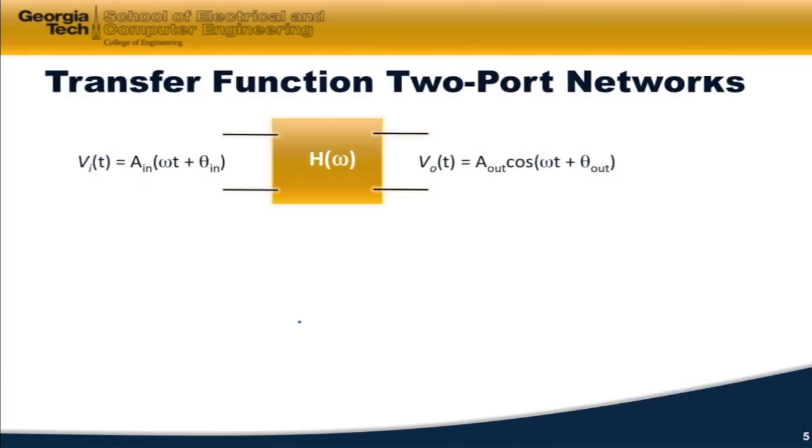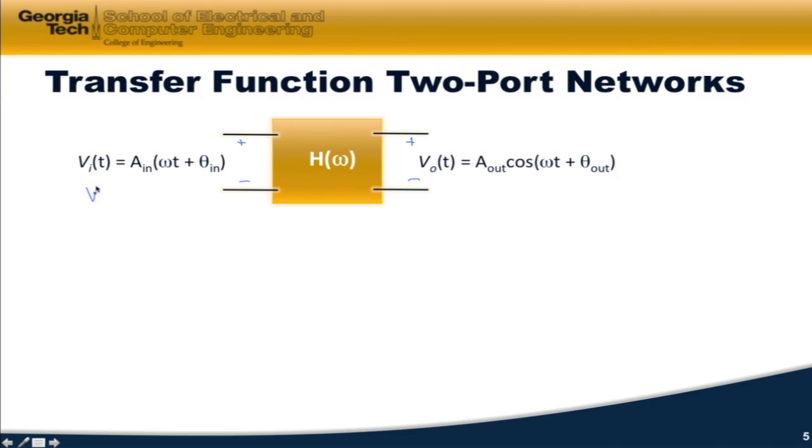Let's define a transfer function in terms of two-port networks. By two-port networks, that means I've got an input and an output. So my input is a voltage here, and my output is a voltage there. In this case, I'm looking at the input to be a sinusoidal input, and I'm looking at the output in steady state, and it's also sinusoidal. And notice that it's at the same frequency, but it has a different amplitude and a different phase.